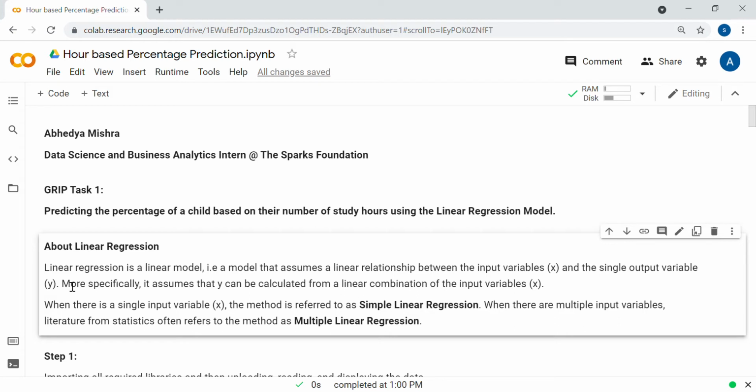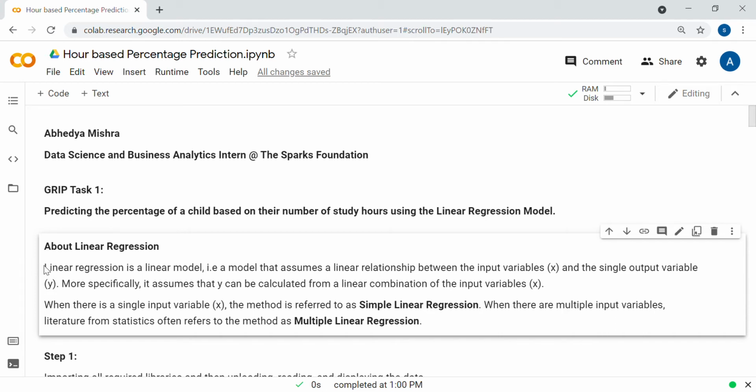My name is Abhidya Mishra and I am a data science and business analytics intern at the Sparks Foundation. In this video, I am going to present task 1 of the internship, wherein we have to predict the percentage of a child based on the number of study hours using the linear regression model.